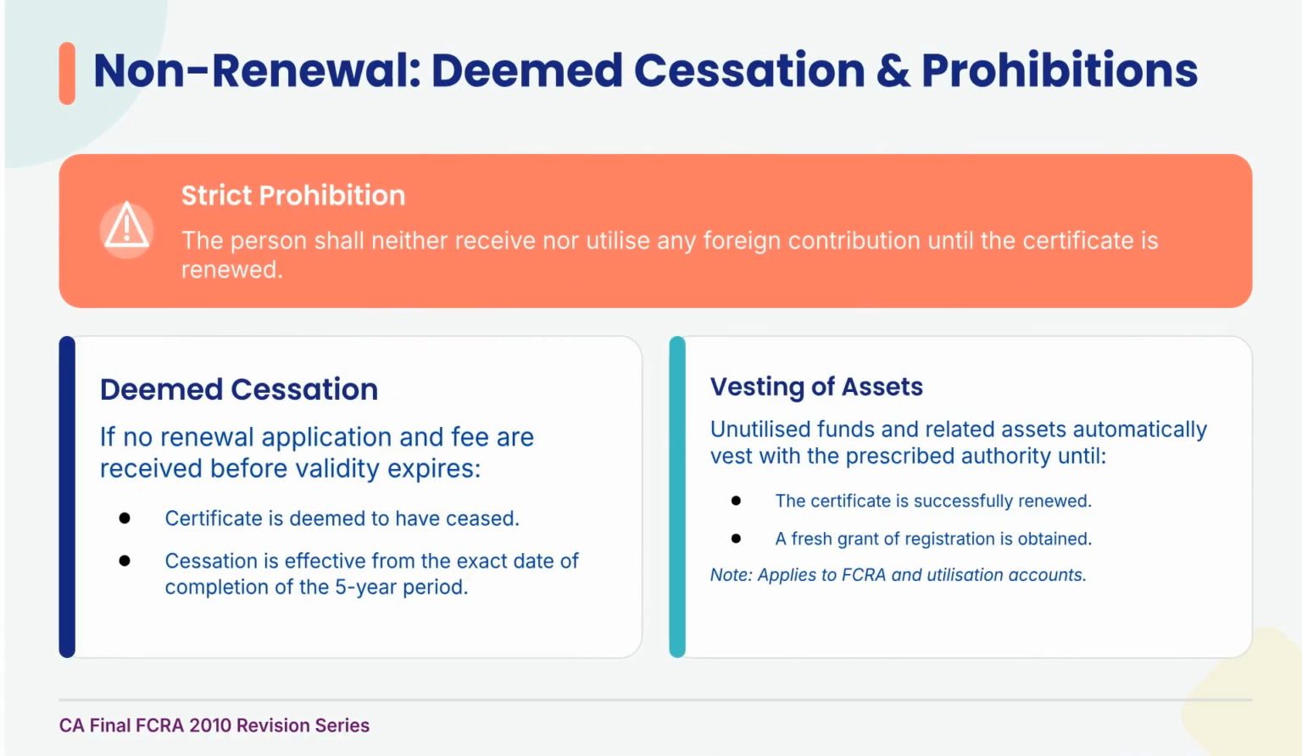Failure to renew a certificate can have serious consequences. If no renewal application along with the prescribed fee is received before the expiry date, the certificate is deemed to have ceased immediately upon completion of its 5-year validity period. Once this happens, the organization can neither receive nor utilize any foreign contribution until renewal is granted. Further, all unutilized funds lying in the FCRA account and utilization accounts, along with related assets, automatically vest in the prescribed authority. This ensures that foreign contribution remains safeguarded during the period in which the certificate is no longer valid.